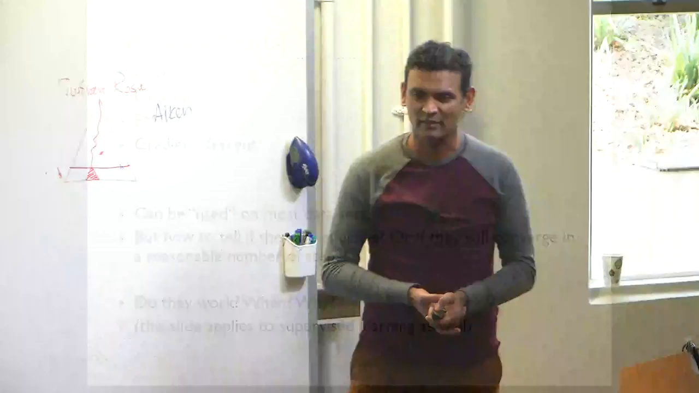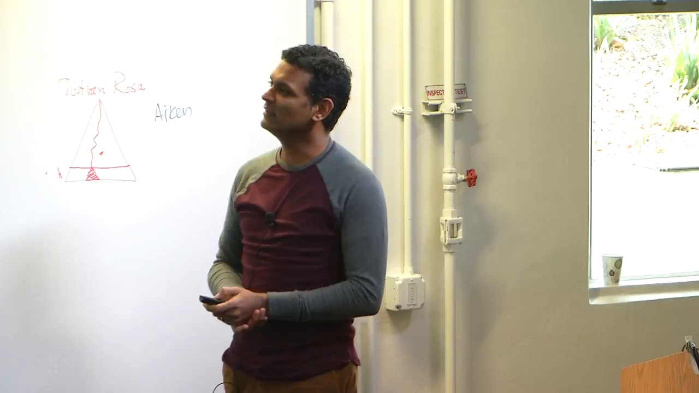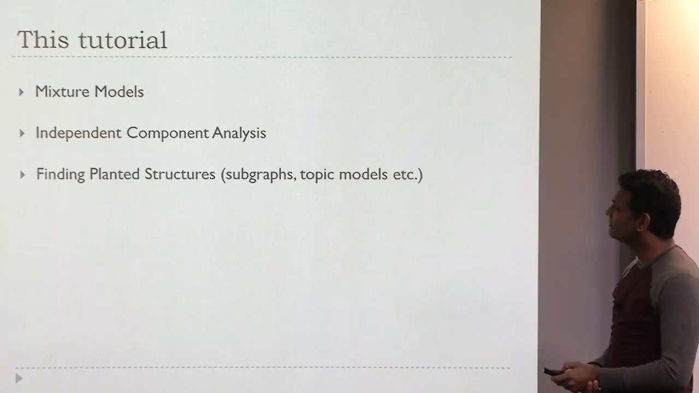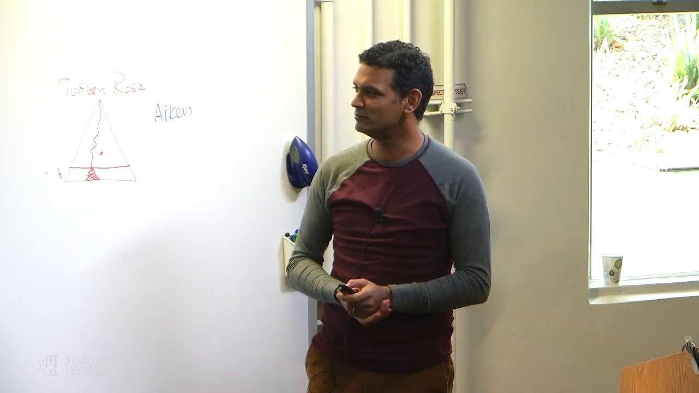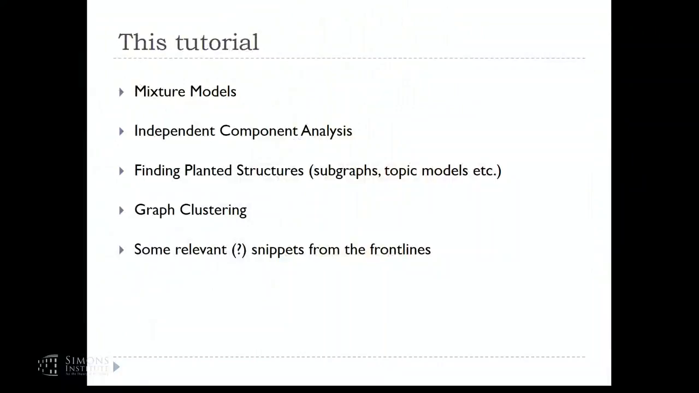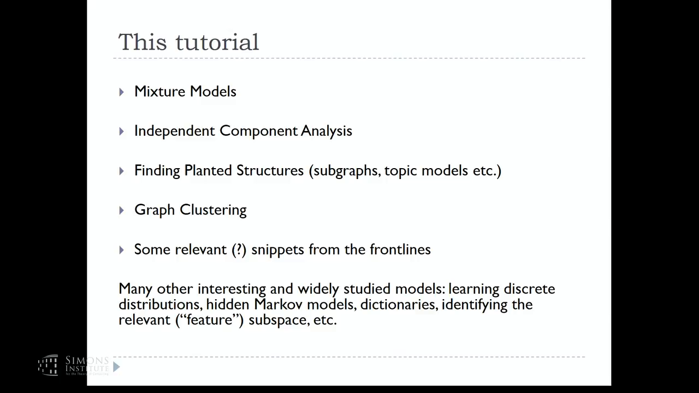Okay, so here are the examples I picked. Mixture models, independent component analysis, finding planted structures, graph clustering, and some snippets from computer science attempts at understanding bits of neuroscience. Okay, there are many other interesting models, some of which might be relevant to this semester, such as learning discrete distributions, hidden Markov models, and I'm mentioning the ones on which there's been interesting and surprising progress. Learning dictionaries, you know, we saw a very brief introduction to sparse coding in Bruno's talk yesterday. That has led to lots of work in theoretical computer science, identifying relevant features and so on. It's a vast area. Okay.